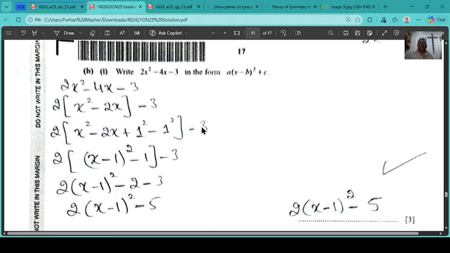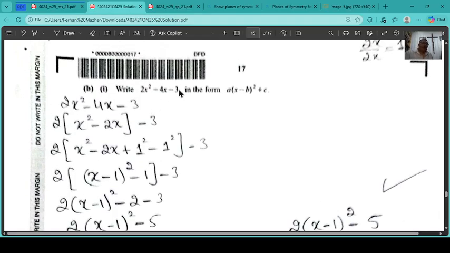Okay, so 2x squared minus 4x minus 3. From these two terms I will take 2 common. So in the bracket you will have x squared minus 2x, bracket close, minus 3. So here I will apply completing the square.